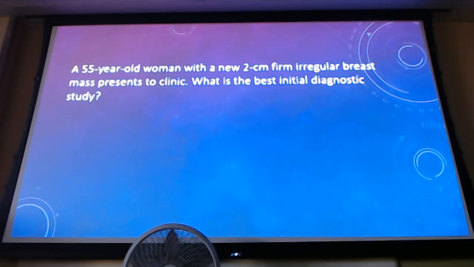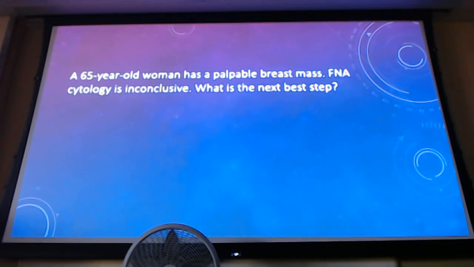Okay, when do we do screening? When they have no symptoms, completely normal. That is a preventative measure only. Even if we don't feel a mass, but there's pain, we still do diagnostic. Okay? Alright, diagnostic mammogram. Now you have a 65-year-old woman who has a palpable breast mass. FNA cytology is inconclusive. What's the next step?